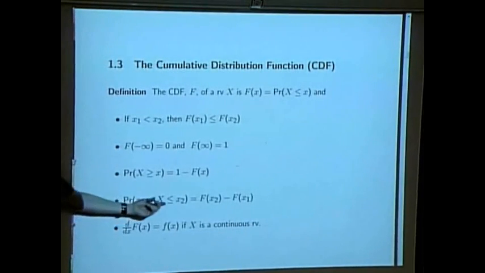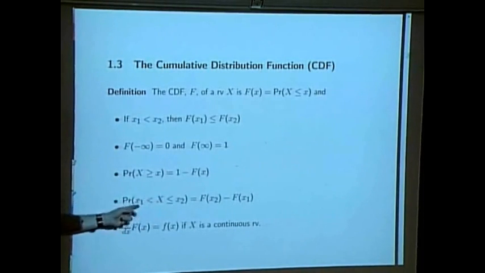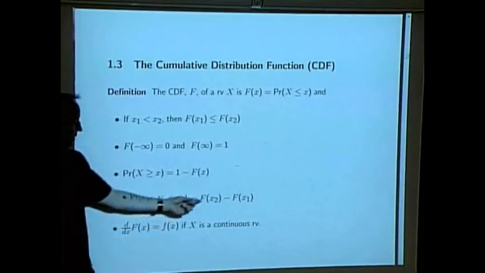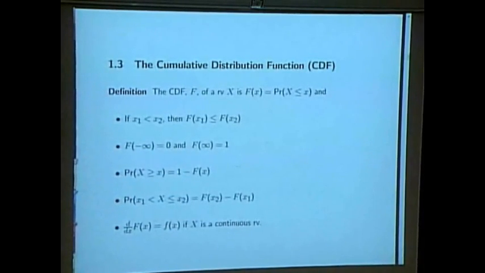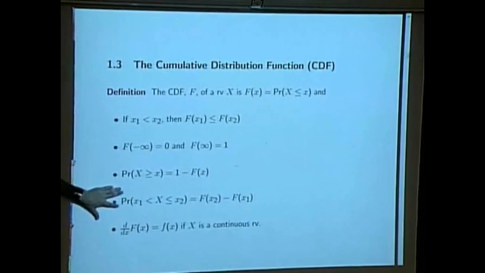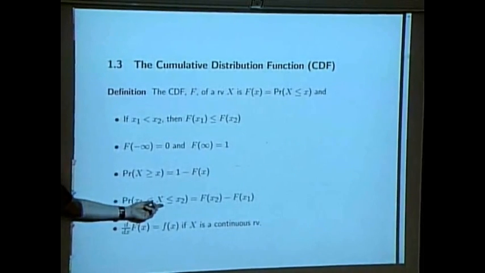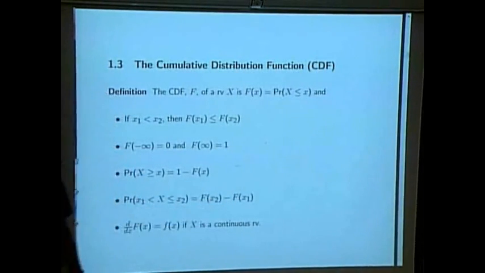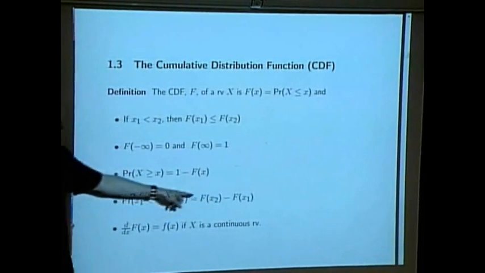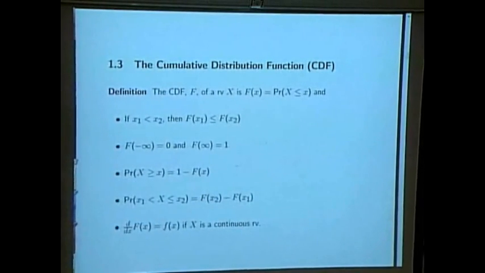If we want to know the probability that the random variable is between x1 and x2, it's the CDF evaluated at x2 minus the CDF evaluated at x1. So this result here is one of the main reasons why we look at the cumulative distribution function. If we want to know the probability over an interval, we can just calculate the difference between the CDF values.